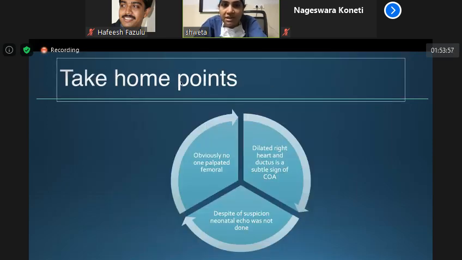So obviously what was missed here is nobody palpated the femorals for 2.5 months. And despite suspicion, the father had suspicion that the right heart is dilated, but still a neonatal echo was not done. And a dilated right heart and ductus is a subtle sign of coarctation during fetal life. So if you get a report, try to look into the neonatal age of those who had a fetal diagnosis of right heart dilatation.